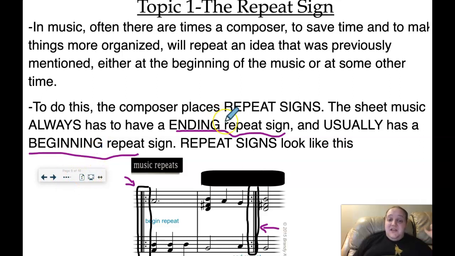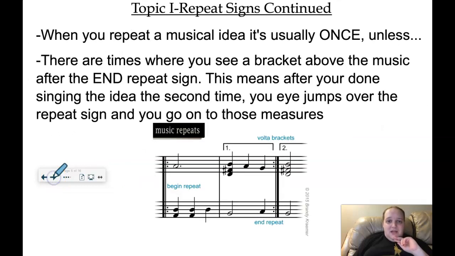Sometimes, like I said, they're at the beginning of a song. Sometimes they're in the middle of a song. Sometimes they're at the very end of a song. You just never know when the composer is going to put them in.